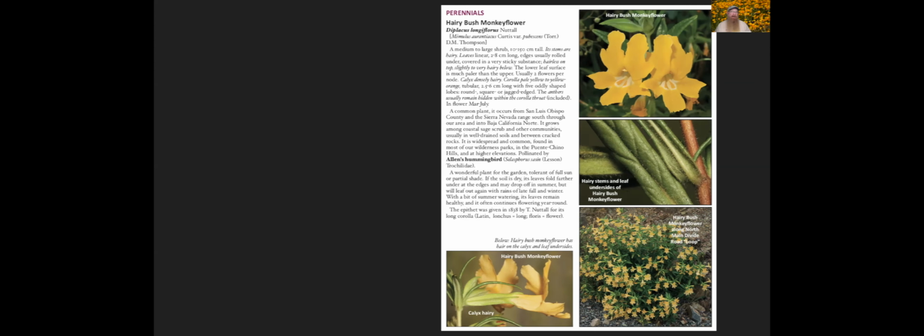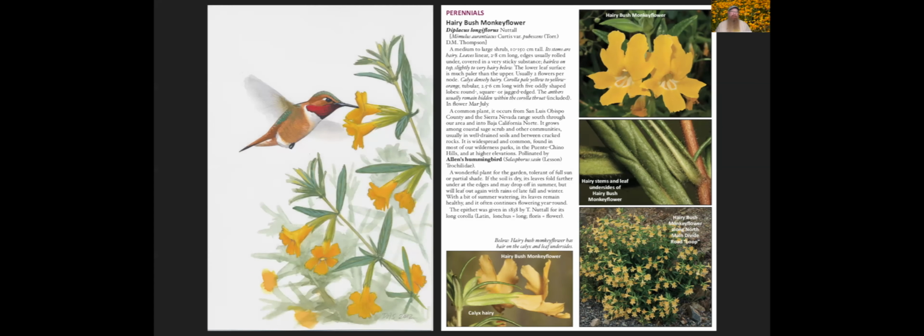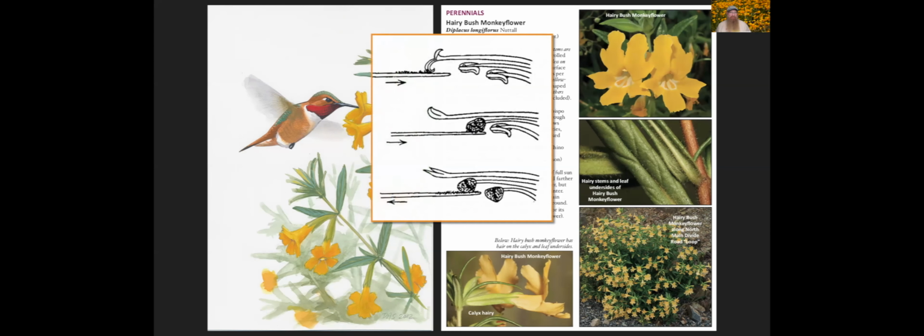They are pollinated almost exclusively by Allen's hummingbird, the world's most beautiful hummingbird. What a beauty. I wasn't able to get a picture of this. I've seen this in the Chino Hills, couldn't get a photo. So I asked David Sibley to paint this for me, which he did, showing you how the Allen's hummingbird is on hairy bush monkey flower. Again, there's a reminder, there's the mechanism going on inside the flower.